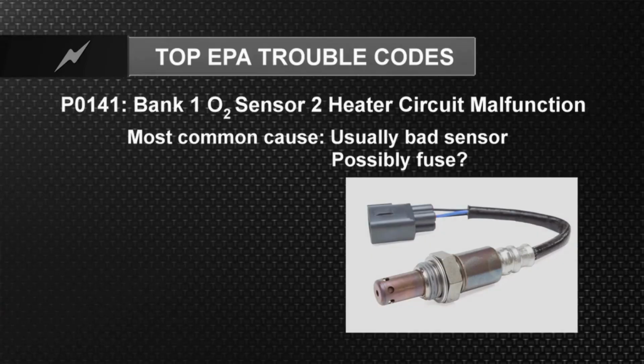P0141, Bank 1 sensor 2 heater circuit malfunction, usually a faulty post-cat O2 sensor. Check for a fuse in the heater circuit using a wiring schematic. To diagnose wiring, unplug the sensor. With the key on, you should see 12 volts at the computer side of the harness. No 12 volts and no fuse suggests a wiring or PCM problem.